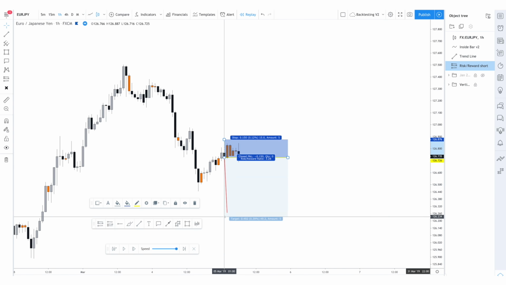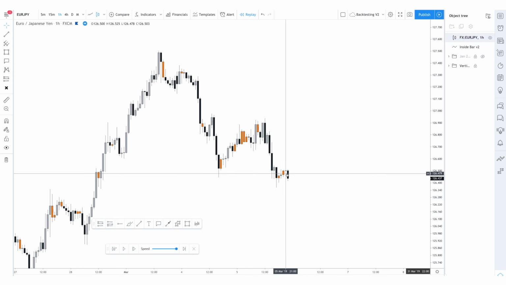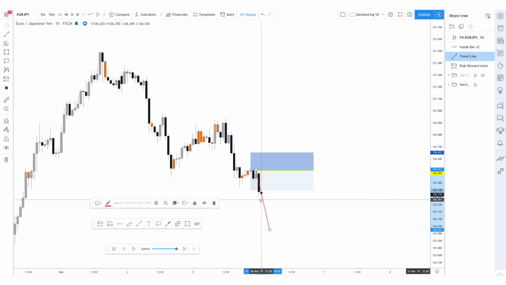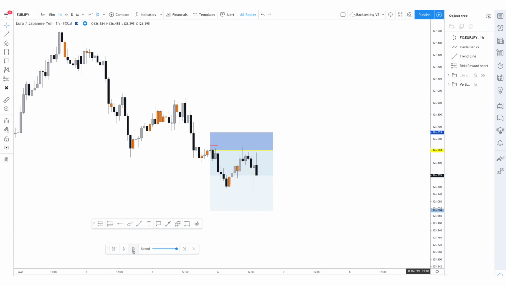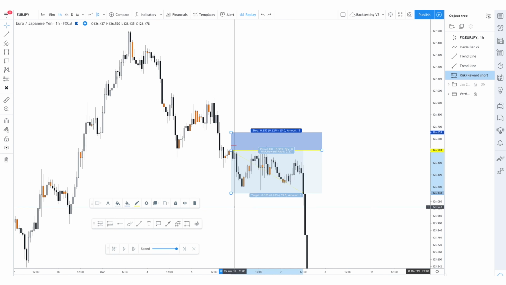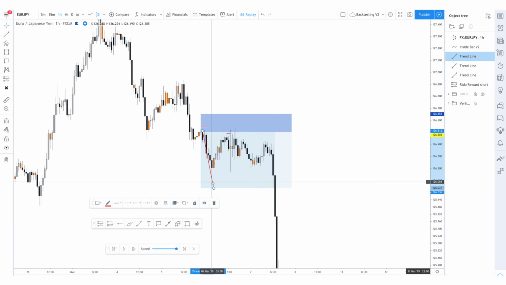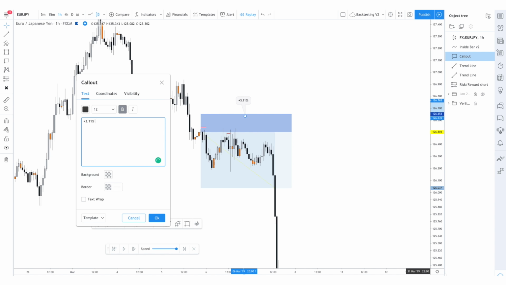And here I am setting another entry, measuring the impulse. Unfortunately, I get tagged out on this one. However, I'm straight back in at the retrace, measuring the impulse. And this time price absolutely tanks, as you can see. However, sticking to the rules here, again, I'm just playing around with the impulse.